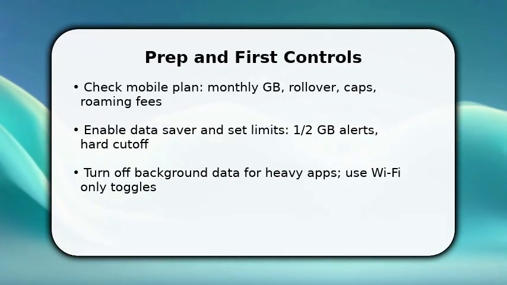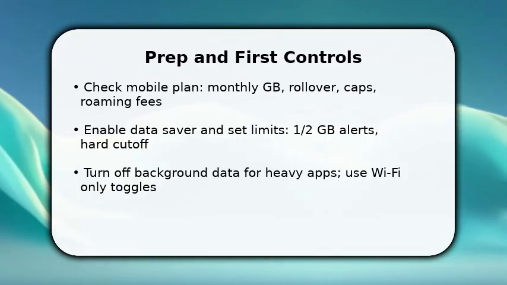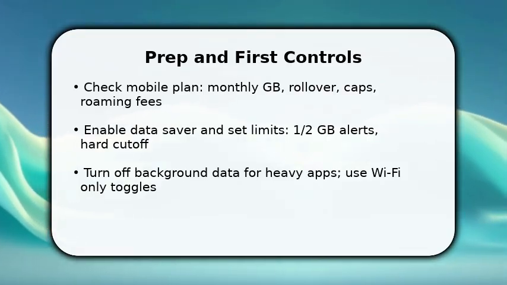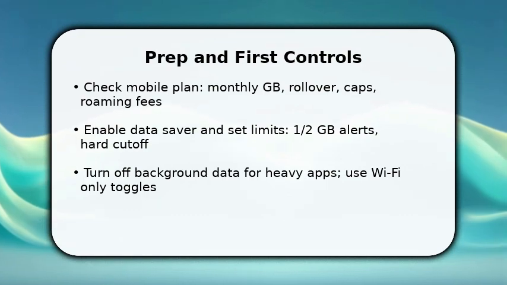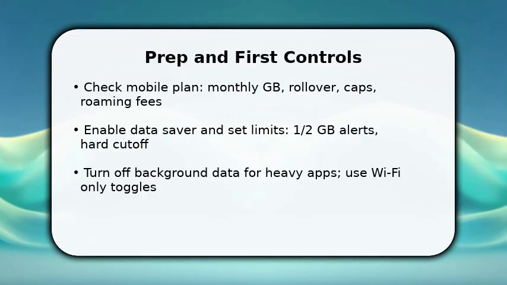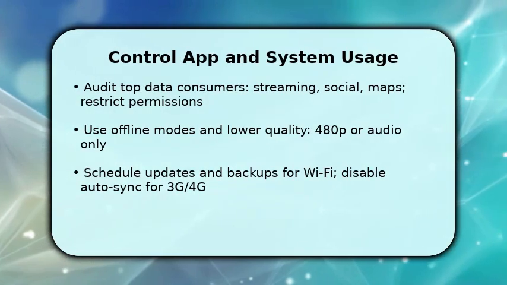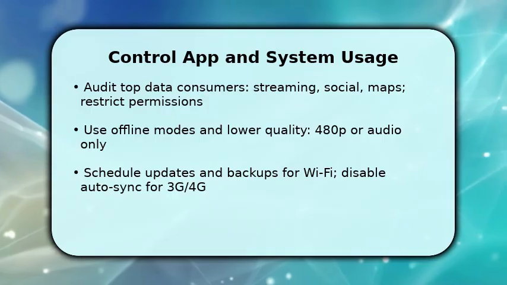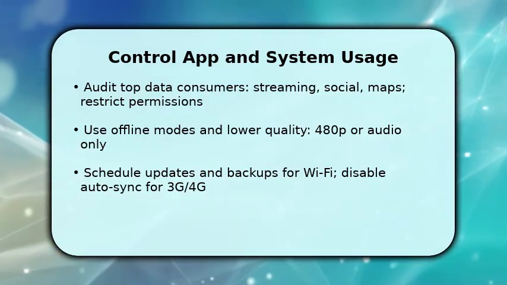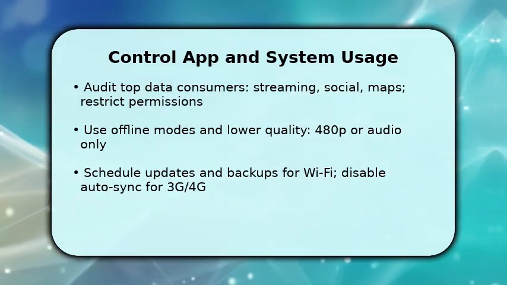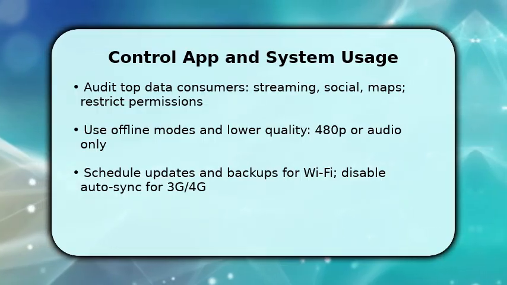Once done, lock those settings with a screen lock if available, and make sure automatic system updates are restricted to Wi-Fi only to prevent surprise usage. You now perform a focused audit of apps that use the most data. Identify streaming, social, and navigation apps, revoke background data and location permissions where unnecessary.